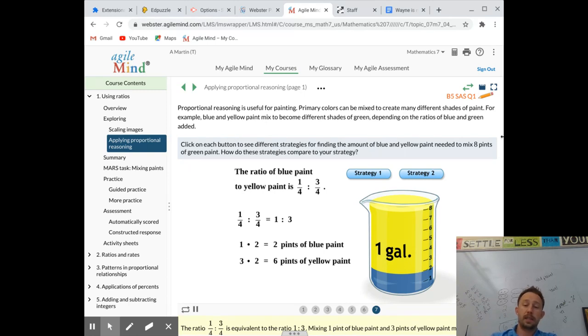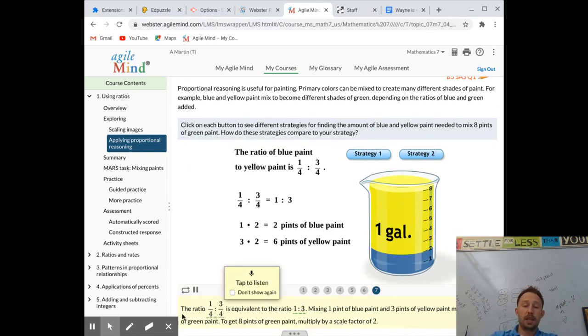All right. So it's basically saying that the ratio of 1/4 to 3/4 is equivalent to the ratio of 1 to 3. And so just like we said, if we mix 1 pint of blue and 3 pints of yellow, that makes 4 pints. And so if we double that, then we get our new ratio. All right, so looking at this, is there anyone that's confused on why we have 2 parts of blue and 6 parts of yellow? If you got a question, this is a great time to ask.